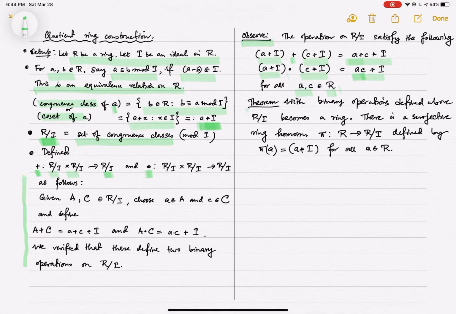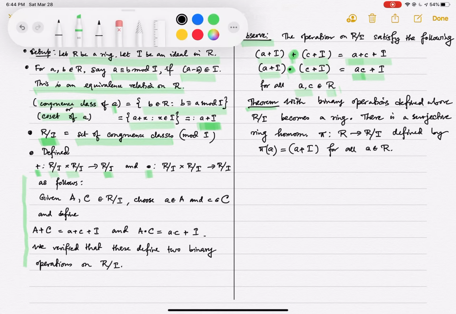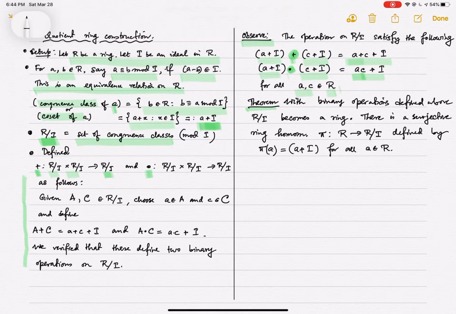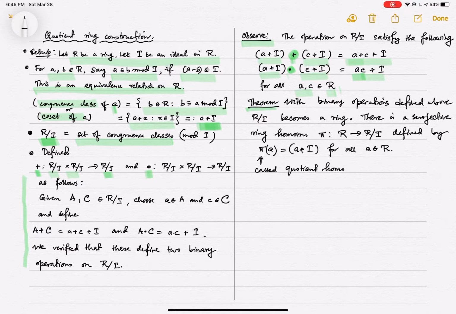And we showed this theorem that with these two binary operations we just defined, R mod I becomes a ring, and there's a surjective ring homomorphism from R to R mod I, taking an element A to the only thing that you can take it to, the coset of it, A plus I. This is called the quotient homomorphism. And R mod I is called the quotient ring.